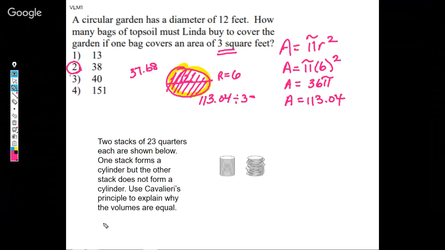Let's look at another one with Cavalieri's principle. We have 2 stacks of 23 quarters. Each are shown below. One stack forms a cylinder, but the other stack is not. What is the principle, and why?